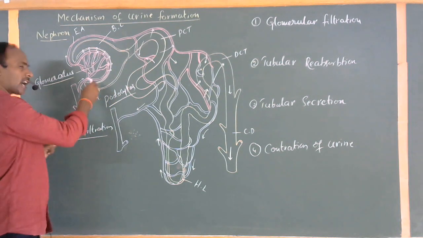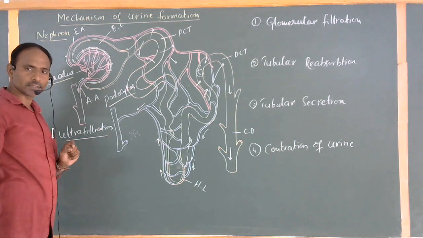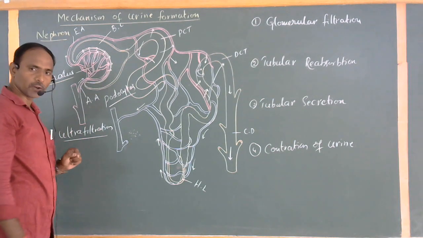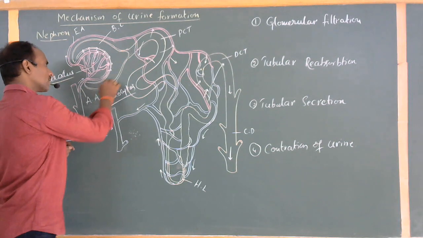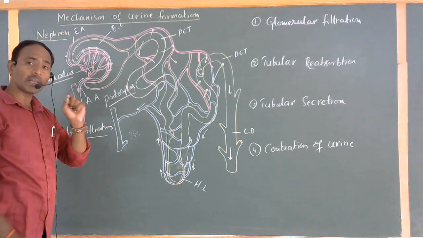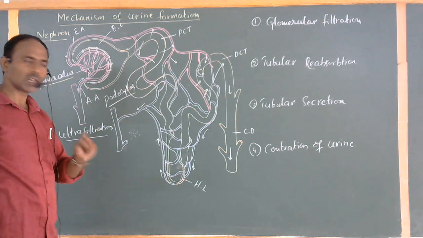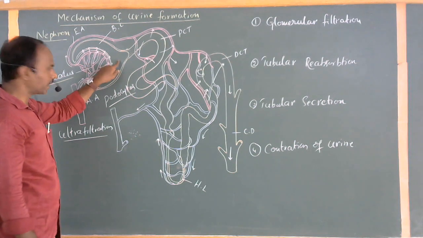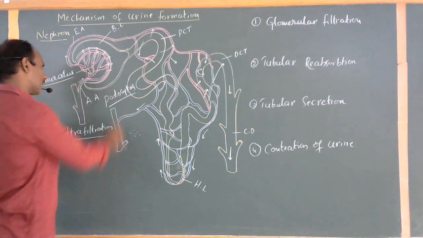The components present in the glomerulus, carried by the blood, are completely filtered into the Bowman's capsule. All the materials present in the blood are filtered directly into the Bowman's capsule, except RBC.